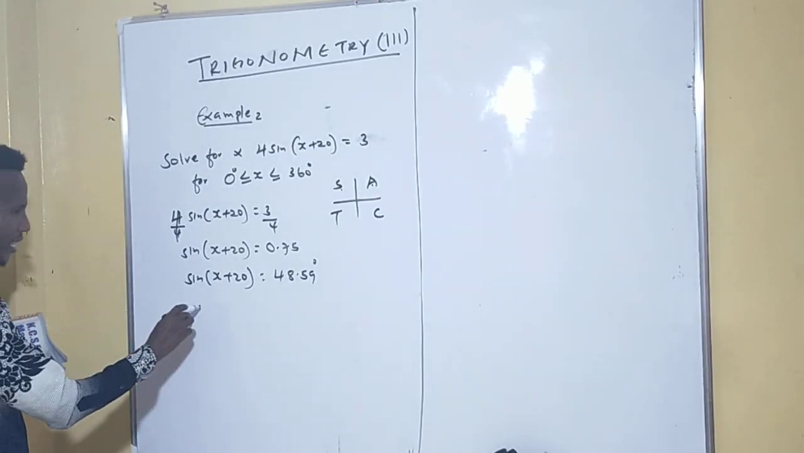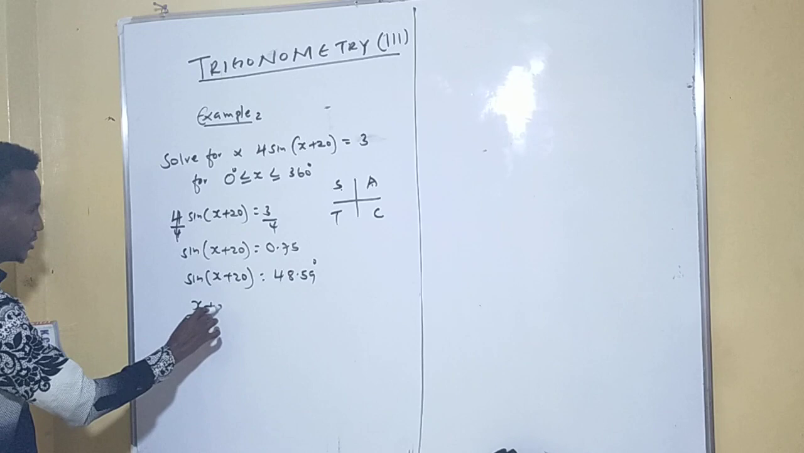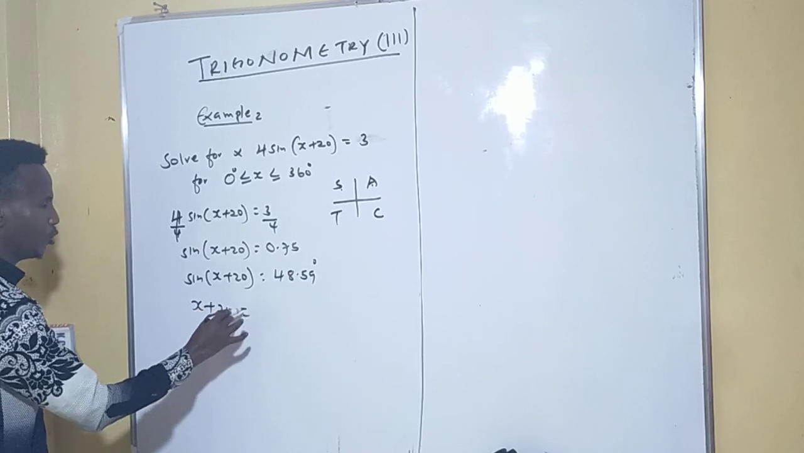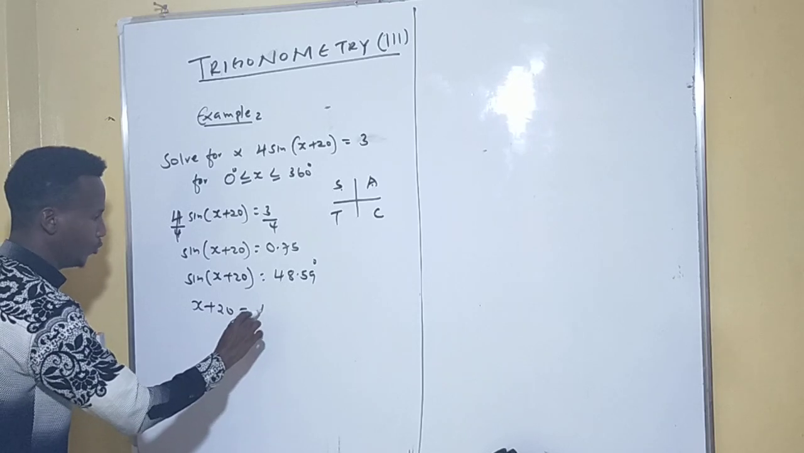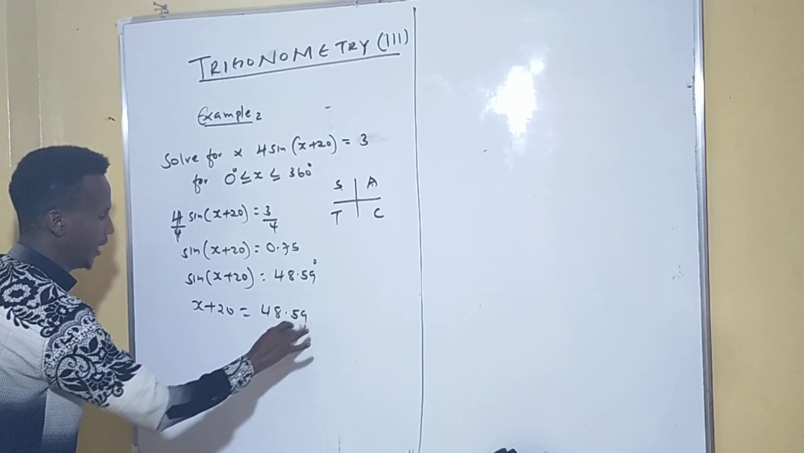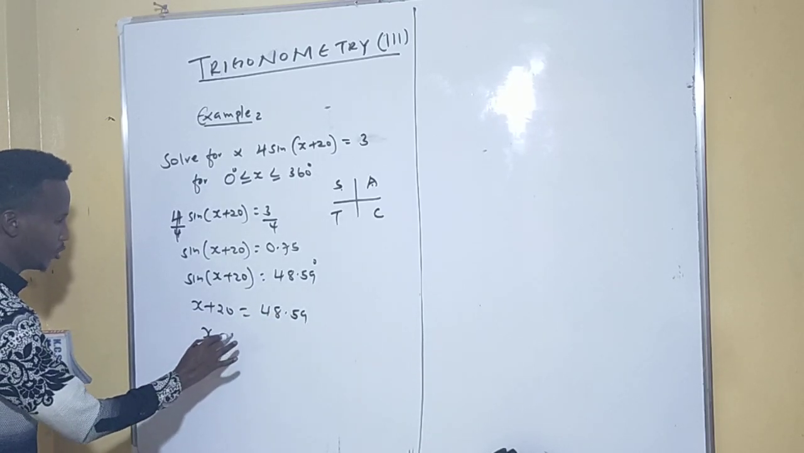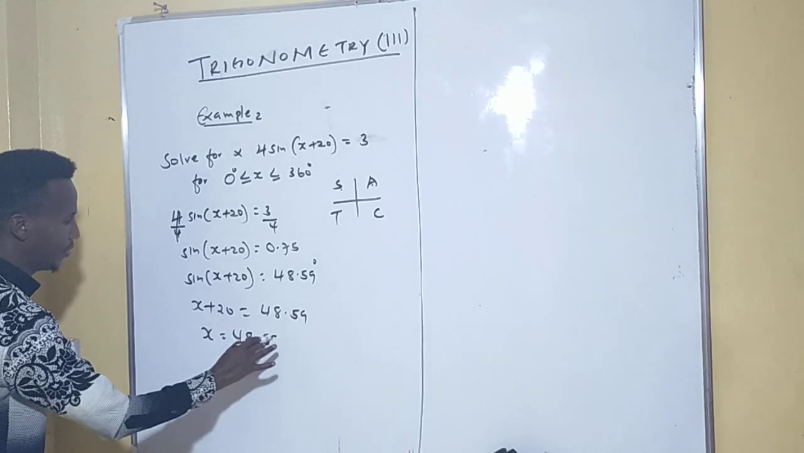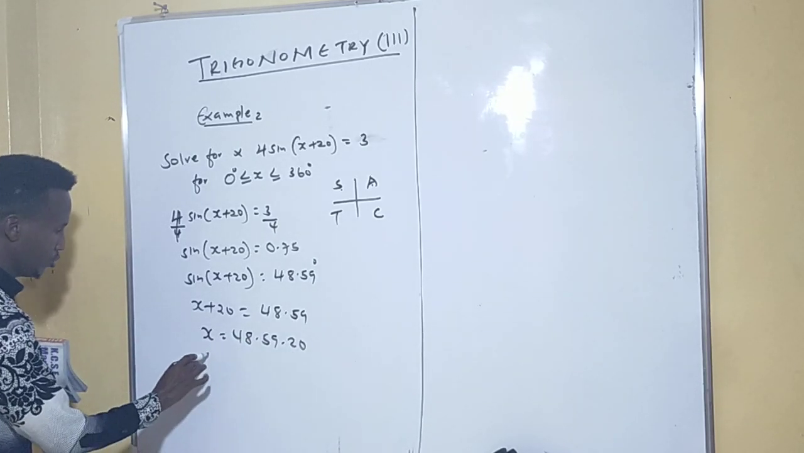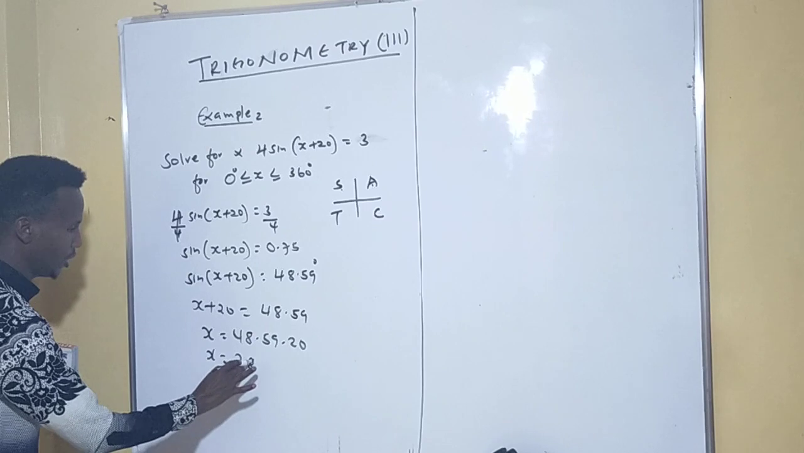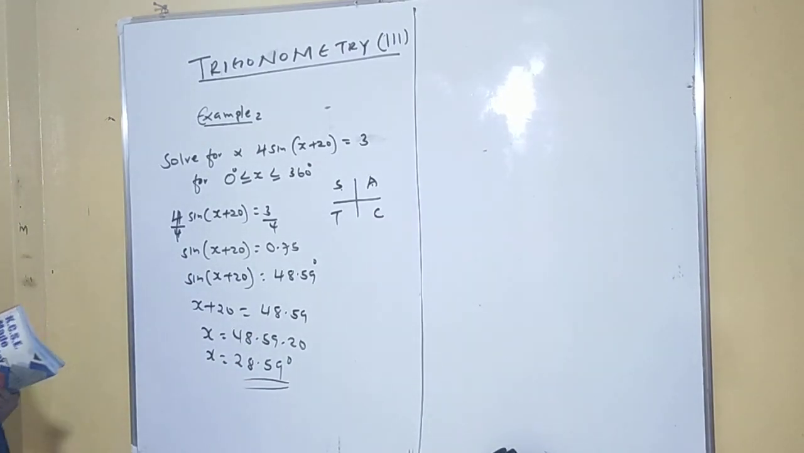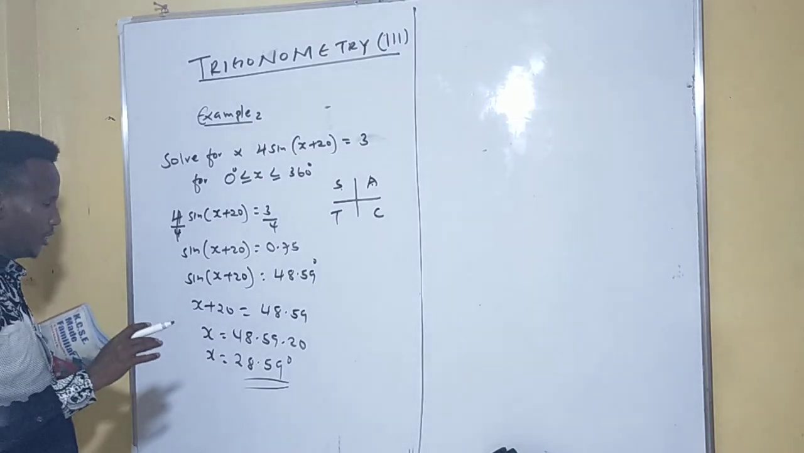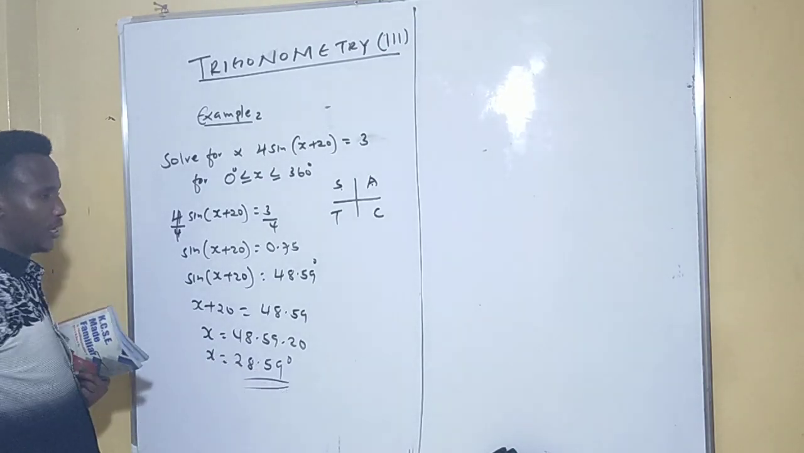So one time, you're going to say, look here, x plus 20 is equal to 48.59. So get the x value. x is equal to 48.59 minus 20. So x therefore is equal to 28.59 degrees. That is the final answer. No, sorry, that's not the final answer. That's one possible answer.